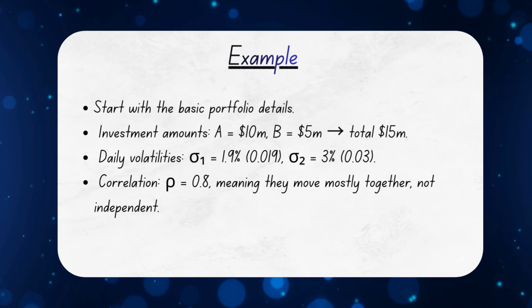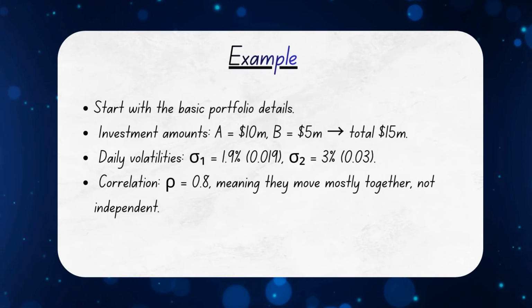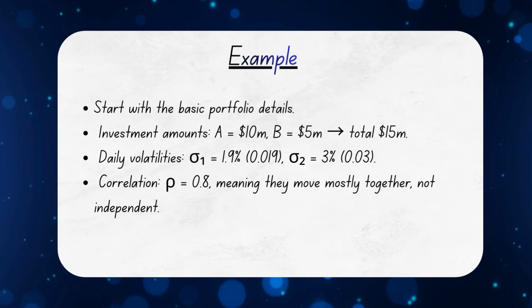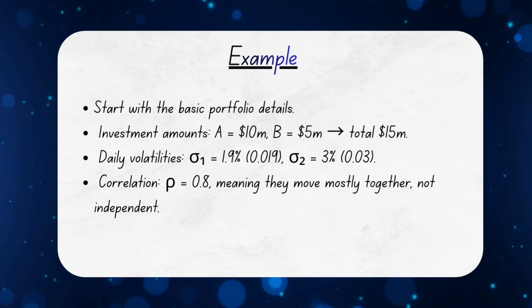Now imagine we're not holding just one asset but two assets together in a portfolio. Suppose we invest $10 million in asset A and $5 million in asset B. Each asset has its own daily volatility. Say asset A moves about 1.9% daily and asset B moves about 3% daily. But risk is not just about individual movements. What really matters is how these assets move together.